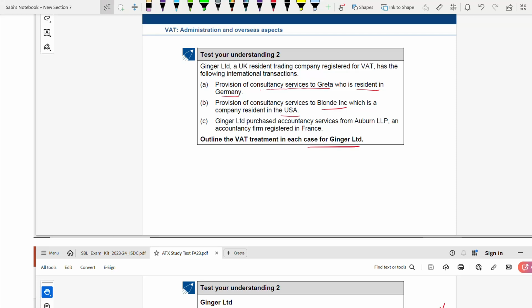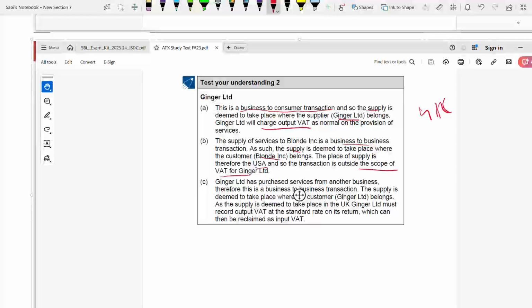Third, Ginger purchased accounting services from Urban, an accountancy firm registered in France. Here, again, this is where a reverse charge will apply. RCP, reverse charge procedure, will apply. Why? They have purchased the services from another business. This is business to business. So the supply is where Ginger is, where the customer is. So this is taking place in the UK. What does Ginger do? Ginger records output VAT at the standard rate and on that same amount they reclaim it as input VAT. This is known as the reverse charge procedure.